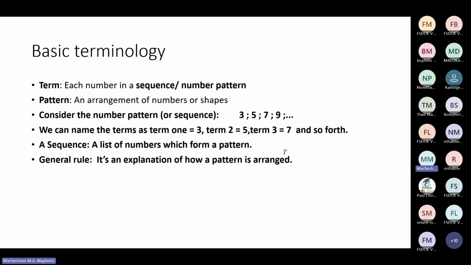So now consider this sequence: 3, 5, 7, and 9. The whole thing, 3, 5, 7, and 9, we call a pattern or a sequence. The term that is written first, which is term 1, is 3. Our term 2 is 5, as you can see by my cursor there. And term 3 is 7, and term 4 is 9.